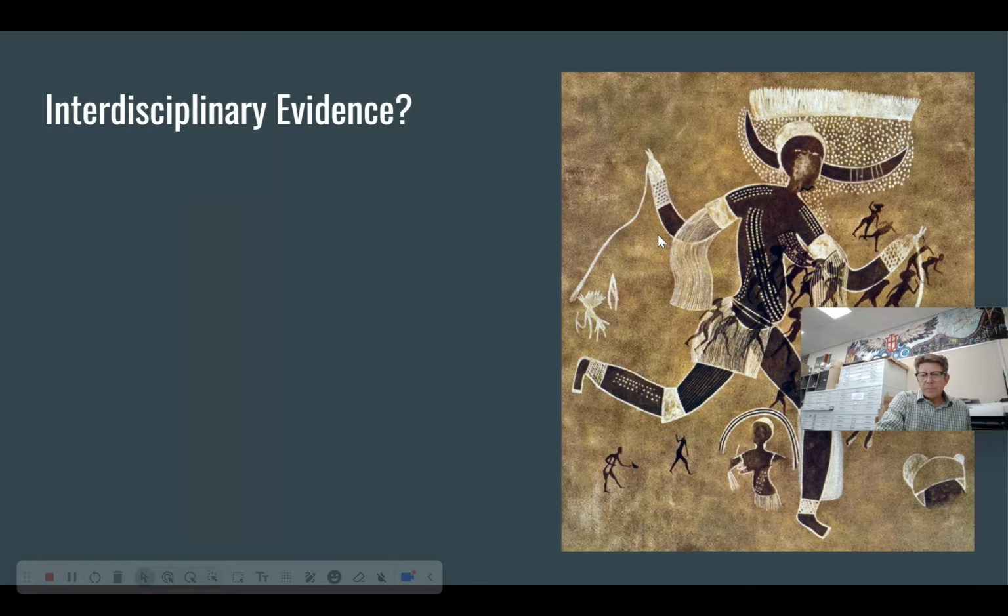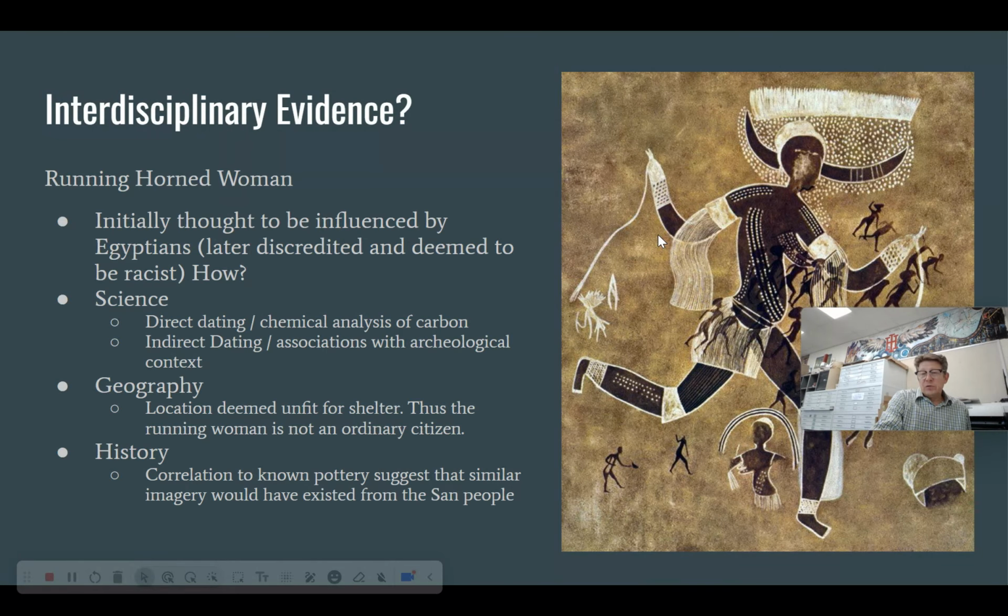What does that mean? It means that if we looked at that example of the running horned woman again and said, why are we interpreting it as being influenced by Egyptians, we could go on and say, well, maybe that's a bias. If we look at science, geography, history, other things, we can start to change people's minds and therefore change the way people write about objects and art history. So art history changes as we continue to interpret it and discover more about it scientifically, or even just thinking about our own mindset as we start to look at these sorts of things.